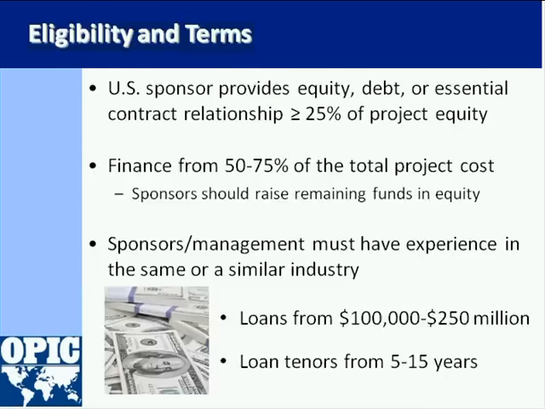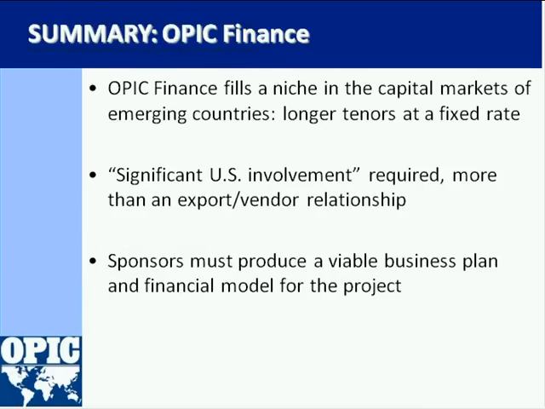And so in summary, on the OPIC finance product, basically the product is meant to fill a niche in the capital markets of emerging countries. We're providing longer tenor loans at a fixed rate for the life of the loan. We do require significant U.S. involvement, more than simply an export or vendor relationship. We would look for an actual U.S. ownership component, at least 25%. And the sponsors must produce a viable business plan and financial model for the project. They need to demonstrate to OPIC that they have relevant experience and will be able to generate a sufficient cash flow to repay the loan.